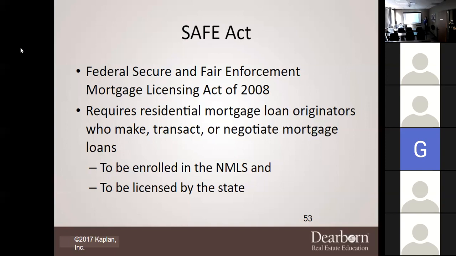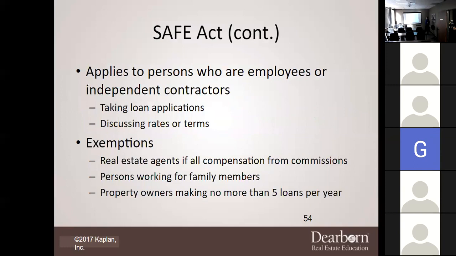And for you to do that, you have to take a course that's approved by the SAFE Act, which was the Federal Secure and Fair Enforcement Mortgage Licensing Act of 2008. It requires that residential mortgage loan originators who make, transact, or negotiate mortgage loans have to be enrolled in the NMLS, and they have to be licensed by their state. So once you finish your training, you have to pay to be part of the NMLS, and on top of that, you have to be licensed by your state. It applies to persons who are employees or independent contractors.